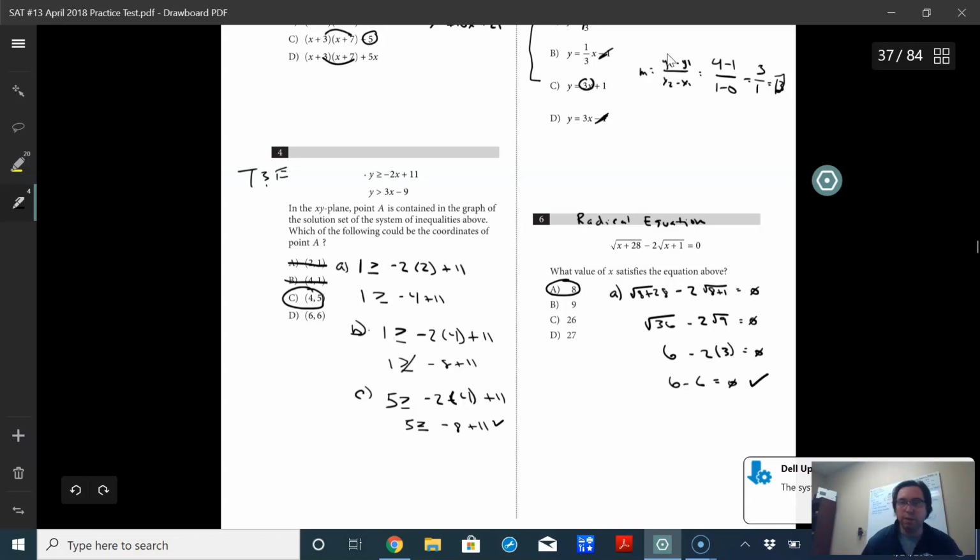So quite often, when you're a little uncertain about radical equations and you're given the values here, use trial and error, and that will definitely help you.